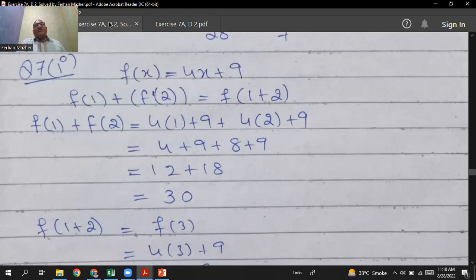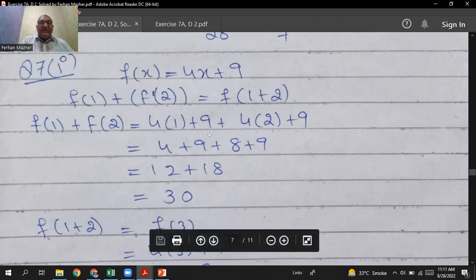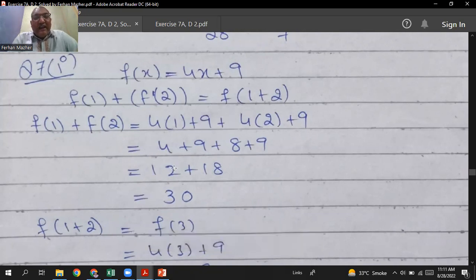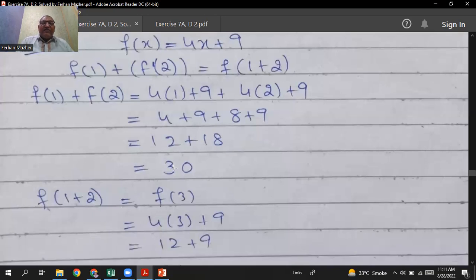The function f of x is equal to 4x plus 9. So 4 into 1 plus 9 plus 4 into 2 plus 9. So it will be 4 plus 9 plus 8 plus 9, and that will be 12 plus 18, and it will be 30. So f of 1 plus f of 2 is equal to 30. So that's the right side, and we have to check if this is true or not. And the left side is f of 1 plus 2, which means f of 3. So I will find f of 3.